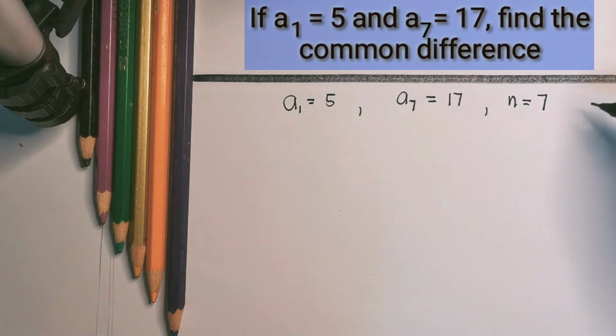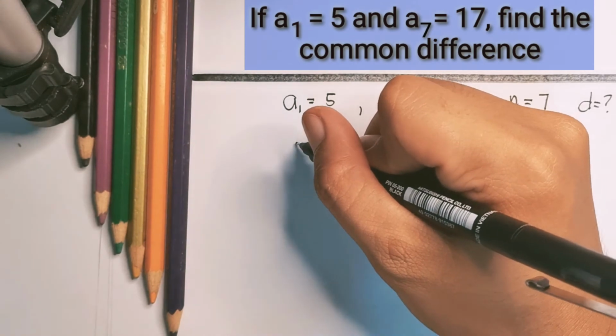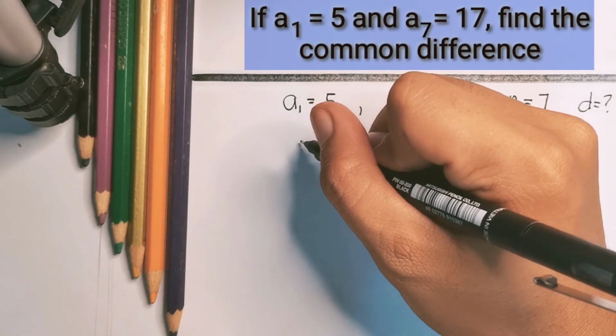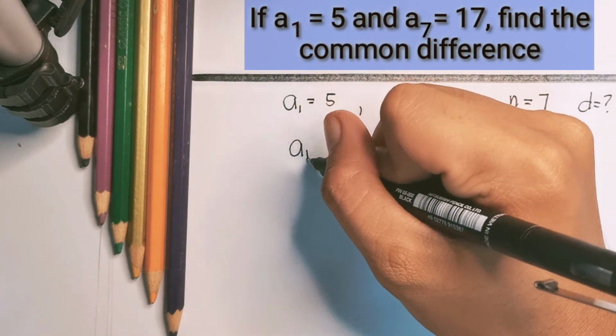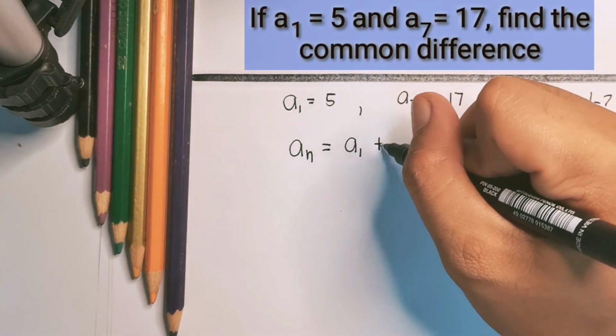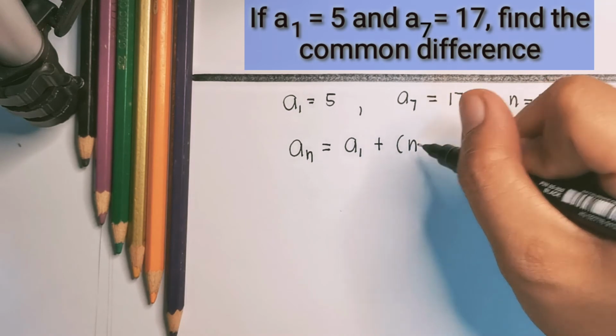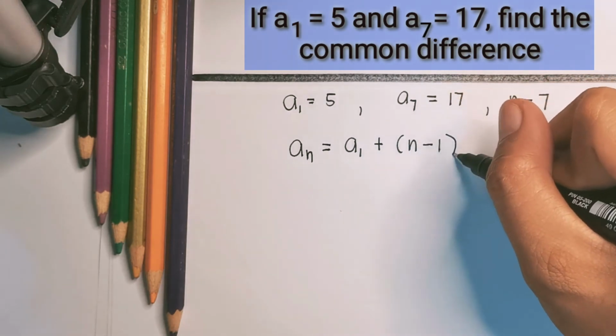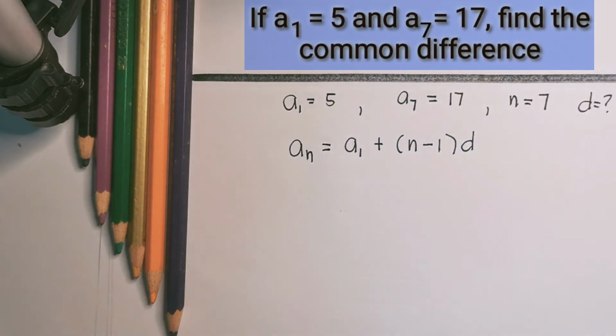At ang hinahanap natin ay ang common difference. Okay, so substitute natin sila sa formula for n term of an arithmetic sequence. So a sub n equals a sub 1 plus the quantity of n minus 1 times the common difference.